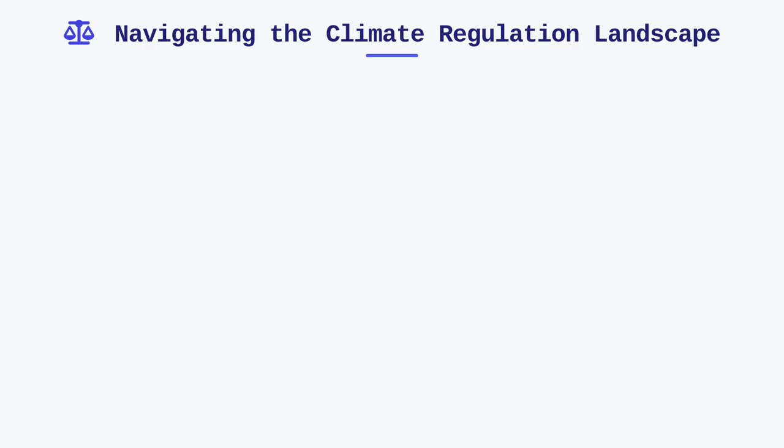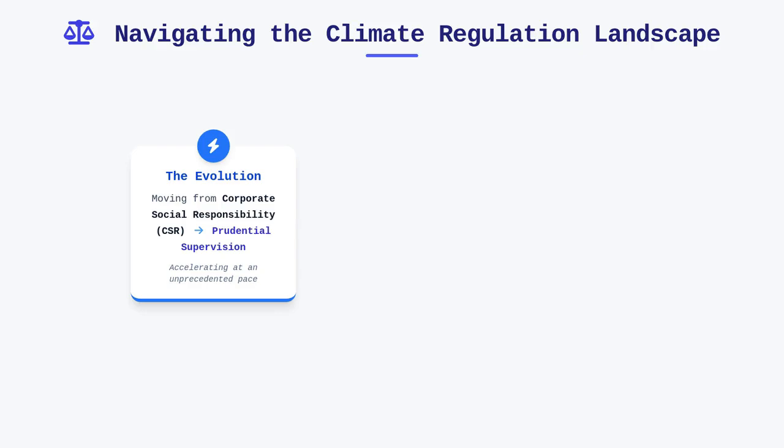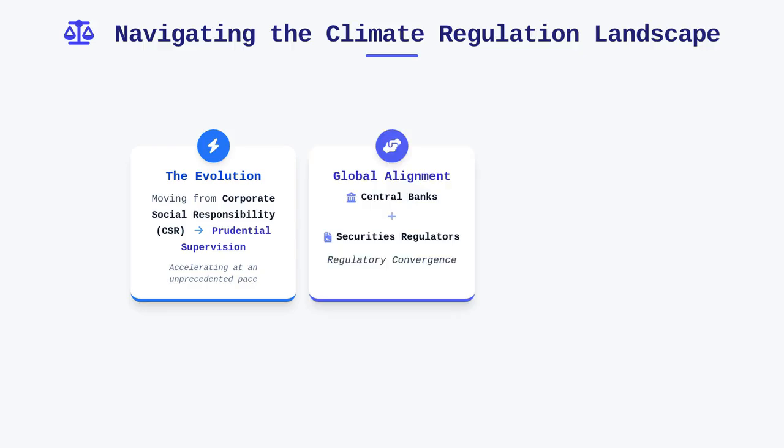If you are serious about passing the SCR exam, you realize that the landscape of climate regulation is not static. It is, in fact, accelerating at an unprecedented pace. This chapter is designed to cut through the noise of shifting policies, providing you with a high-level view of how major jurisdictions are transforming sustainability from a corporate social responsibility initiative into a pillar of prudential supervision.